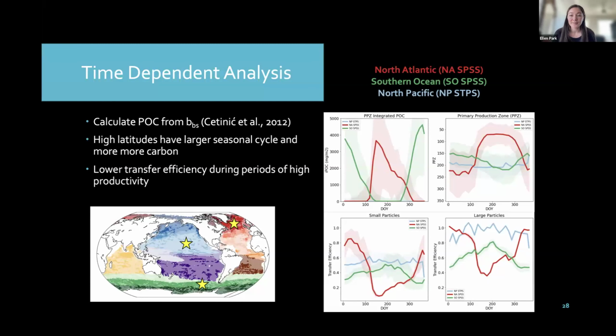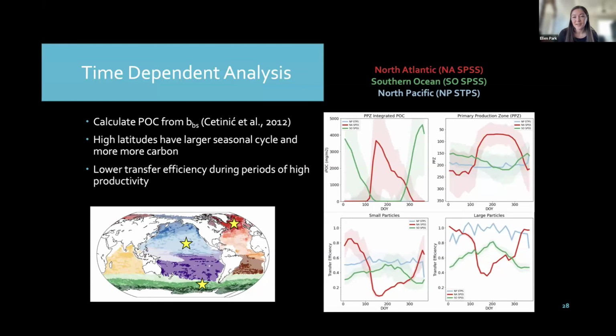If we look at the upper rightmost figure, we're comparing the change in the primary production zone depth, what we're using as that reference depth or considering the surface ocean. For the North Atlantic, we see that there's more variation in the primary production zone depth compared to the Southern Ocean. And then we don't see much change in the North Pacific, which again is what we are expecting because there's not much seasonality in these lower latitude regions.